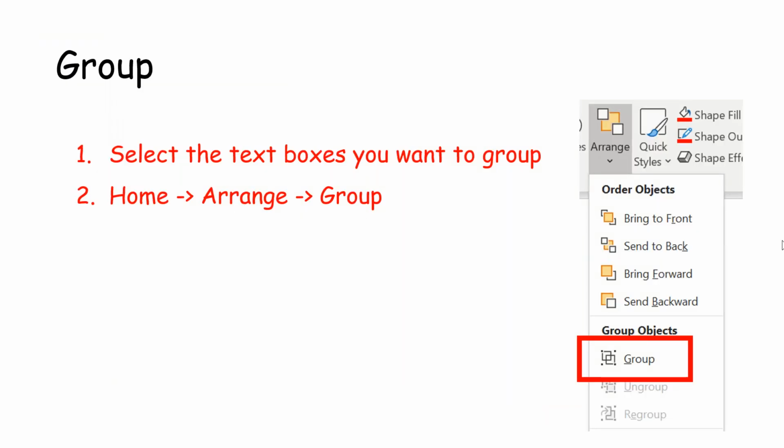After learning Align, let's talk about another function, which is called Group. So, how to use this function? First, select the text boxes you want to group. Second, click Home, Arrange, and then click Group.